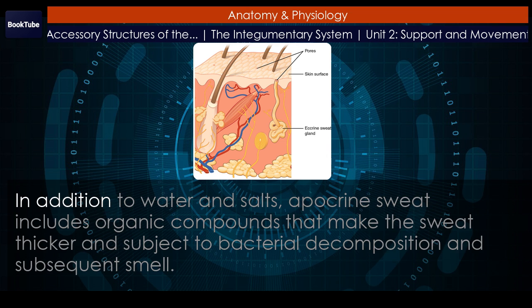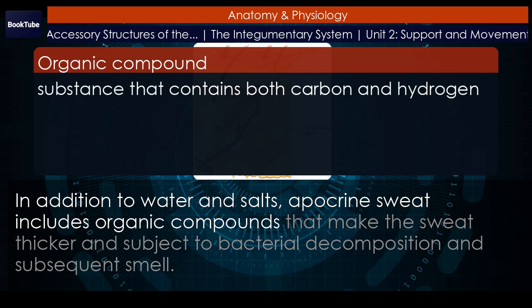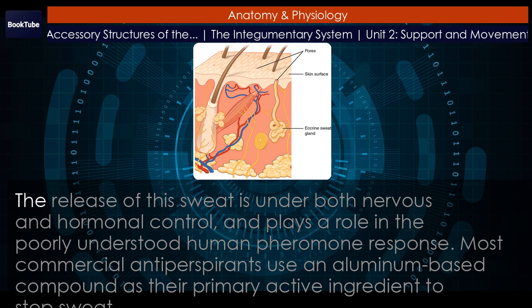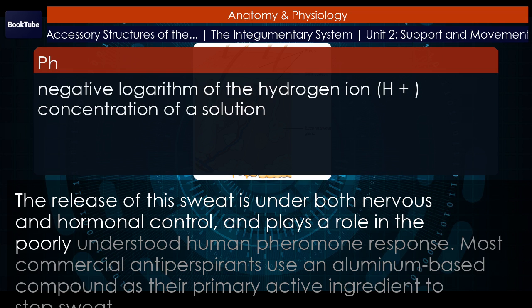In addition to water and salts, apocrine sweat includes organic compounds that make the sweat thicker and subject to bacterial decomposition and subsequent smell. The release of this sweat is under both nervous and hormonal control, and plays a role in the poorly understood human pheromone response.